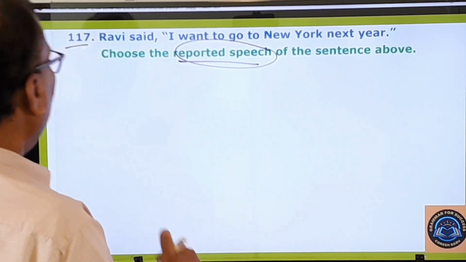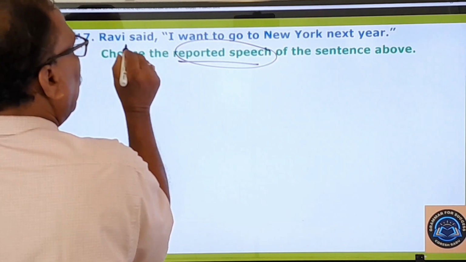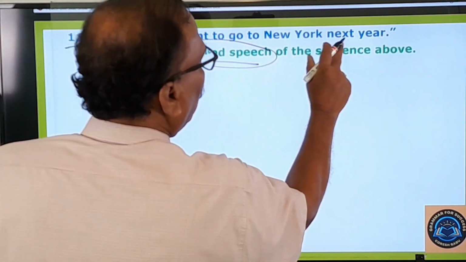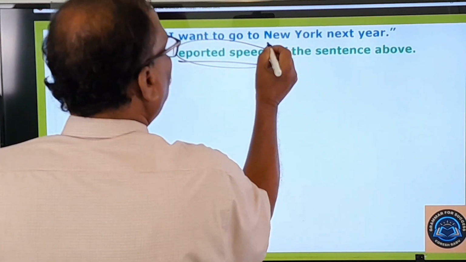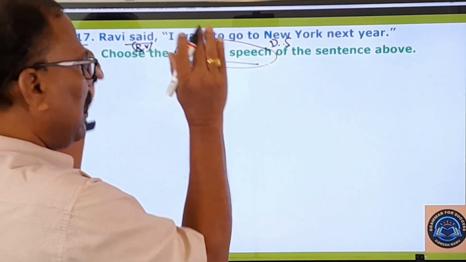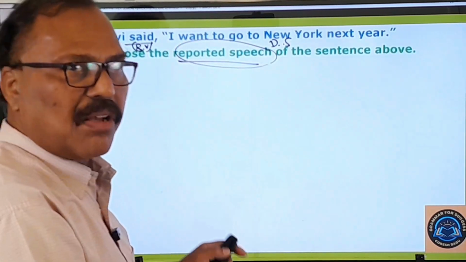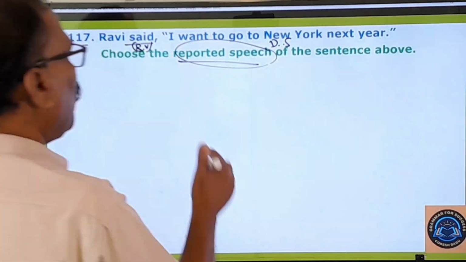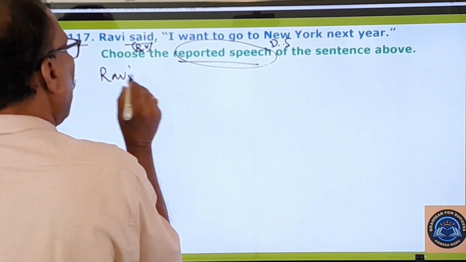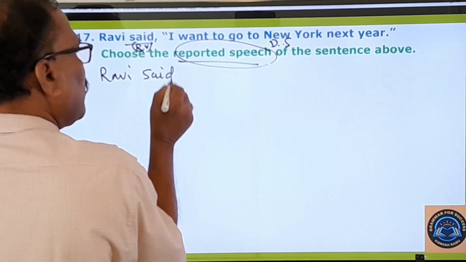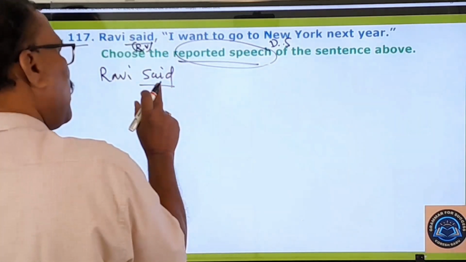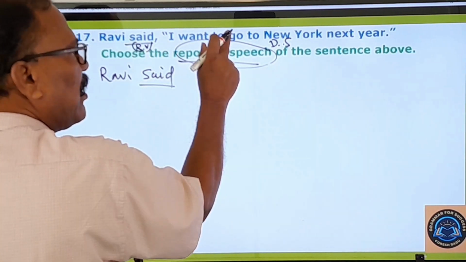Here, Ravi said, this is called the reporting verb, you know very well. And I want to go to New York next year. This is put in the inverted commas, therefore this is called the direct speech. Every time, the sentence that is put in the inverted commas is called the direct speech, right. And moreover, this is an ordinary sentence. So here let us solve it. Ravi said, as it is. Whenever there is an ordinary statement, said must be used as it is.